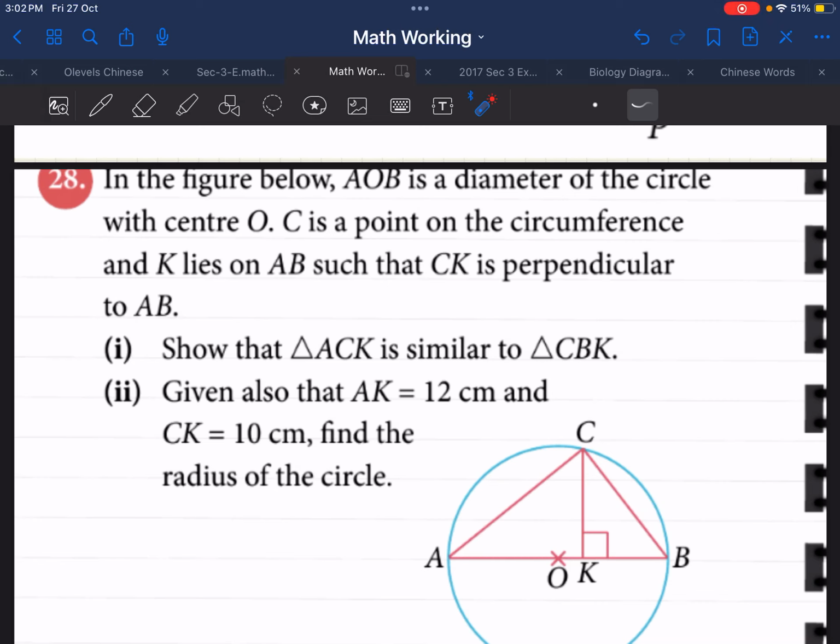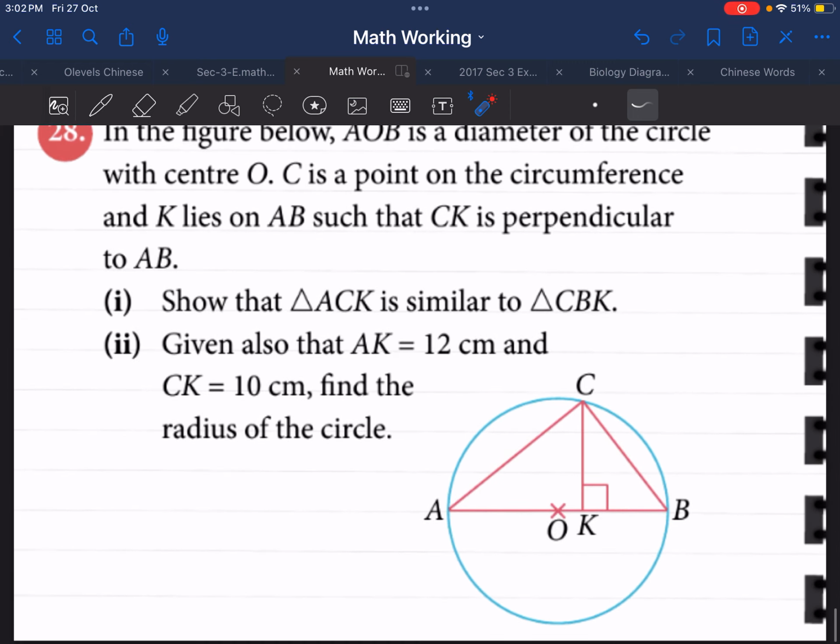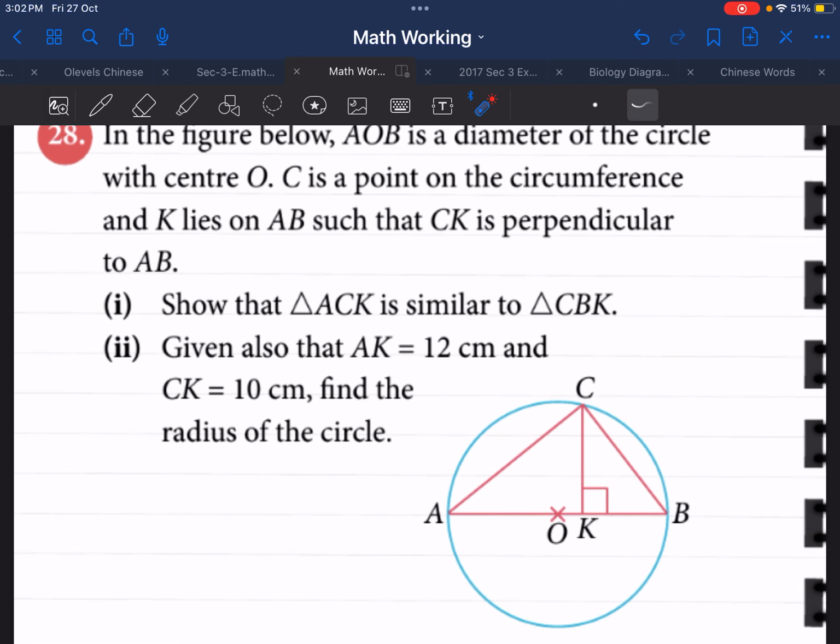Take a look at the question and then try to solve it yourself. If you can solve it, that's best. If you can solve it, check the answer at the end of the video. If you cannot solve it, continue watching the video and I'll explain why.